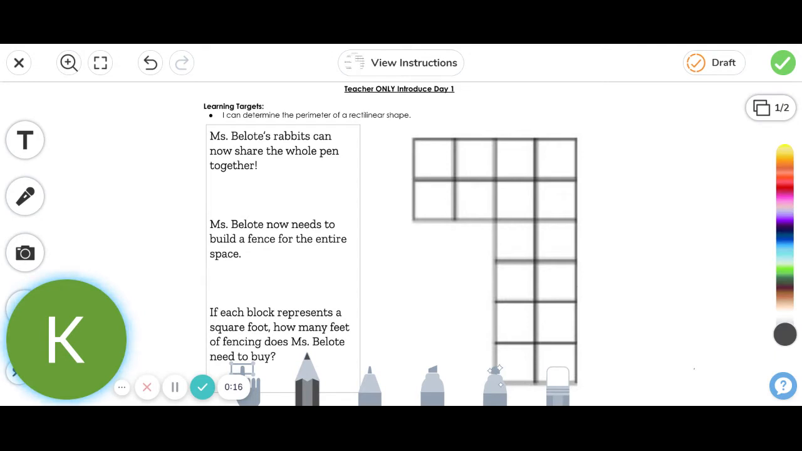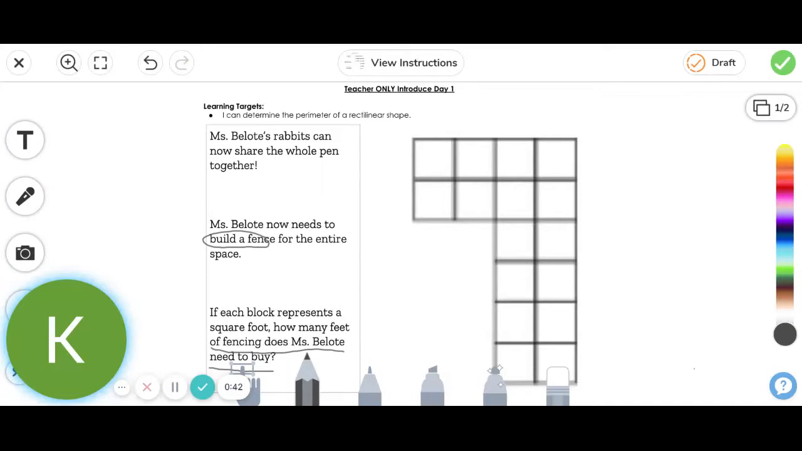I'm going to start by underlining what I'm really looking for. I need to figure out how much fencing I'm going to buy for my rabbits. When I'm talking about a fence, I know I'm looking for the perimeter, or the outside of a shape, because the fence usually goes on the outside of a shape. It's meant to either keep something inside a space or to keep something out of a space.